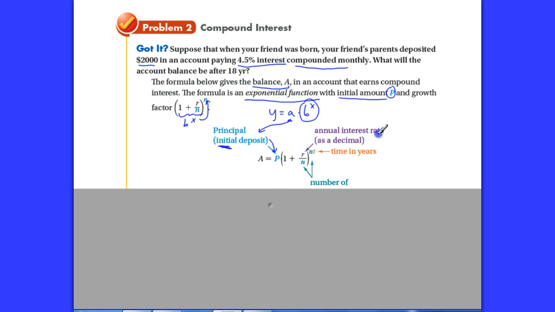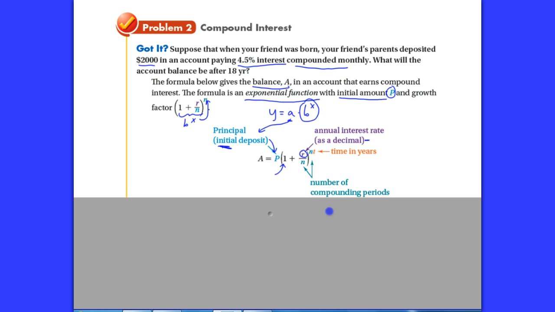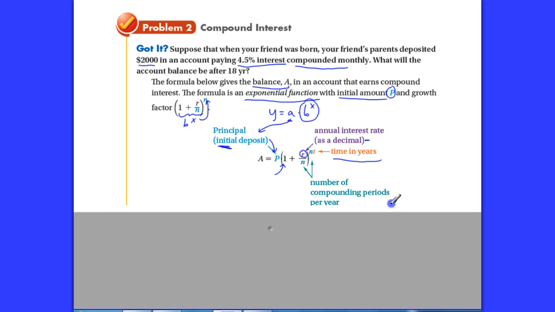The annual interest, okay, is this R right here. That's the interest rate written as a decimal. And this 1 right here, that's what makes it a growth factor, because it's 1 plus the interest. Now, the weird part here is that the exponent is n times t. That's t, time in years. And n is the number of compounding periods in a year.